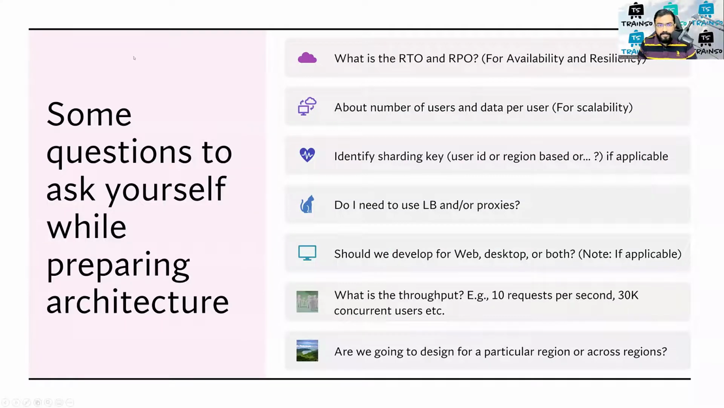And some quick questions you can ask yourself while preparing design. What is RTO and RPO? We learned about RTO and RPO already, right? And the number of users and data per user, or identify the sharding key or partition key. That is also a very important thing that you have to do.